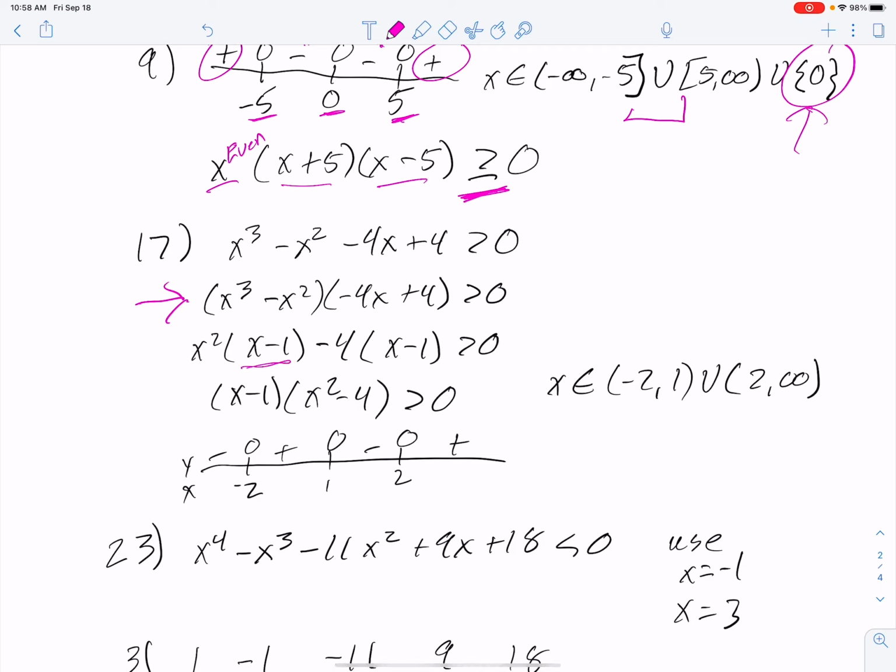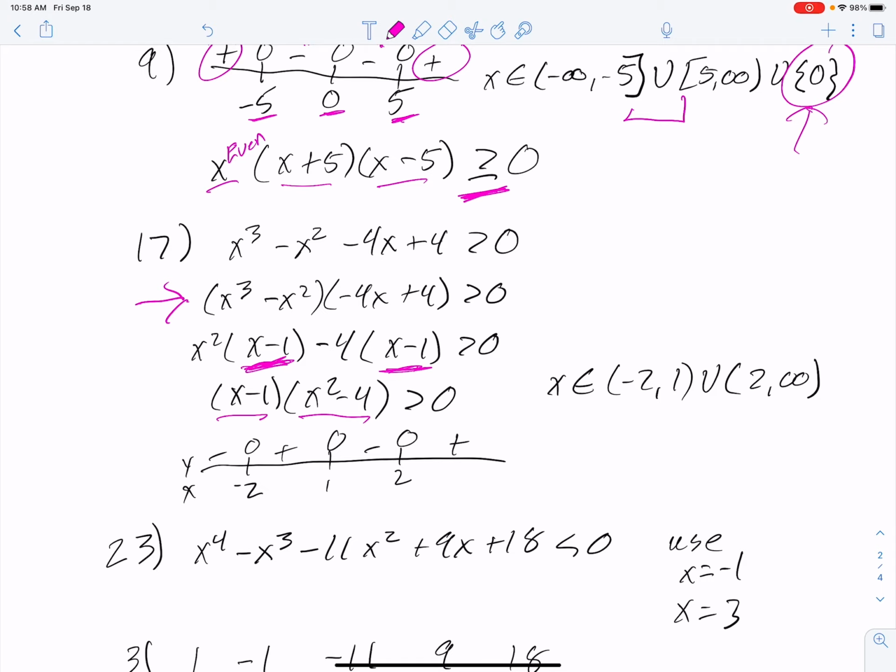I take x squared out of my first group. I take -4 out of my second group. That gets me the matching x minus 1. So I've got x minus 1, x squared minus 4. Again, you could continue on with your difference of squares, but we don't have to.